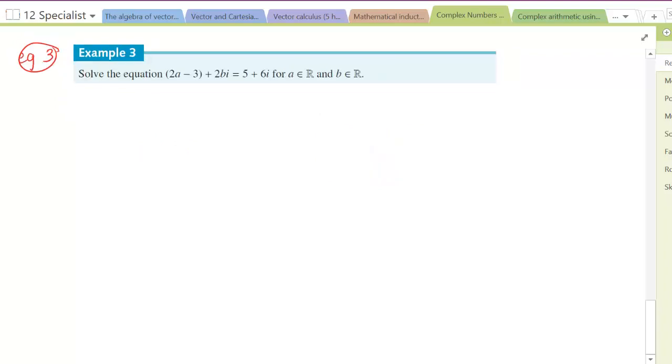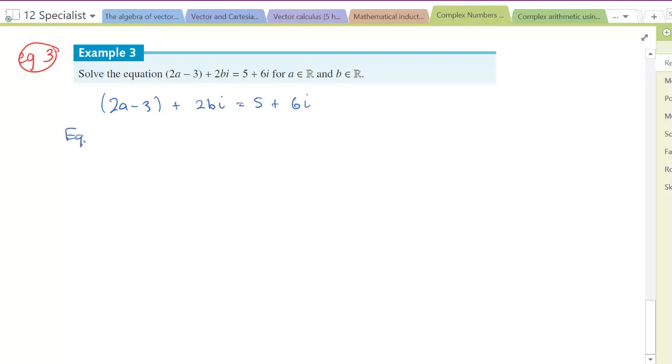When we look at our next example, we're looking to solve the equation 2a - 3 + 2bi is equal to 5 + 6i for a and for b, where a and b are elements of the set of real numbers. So what we're looking at is this skill that we've talked about previously, compartmentalizing.